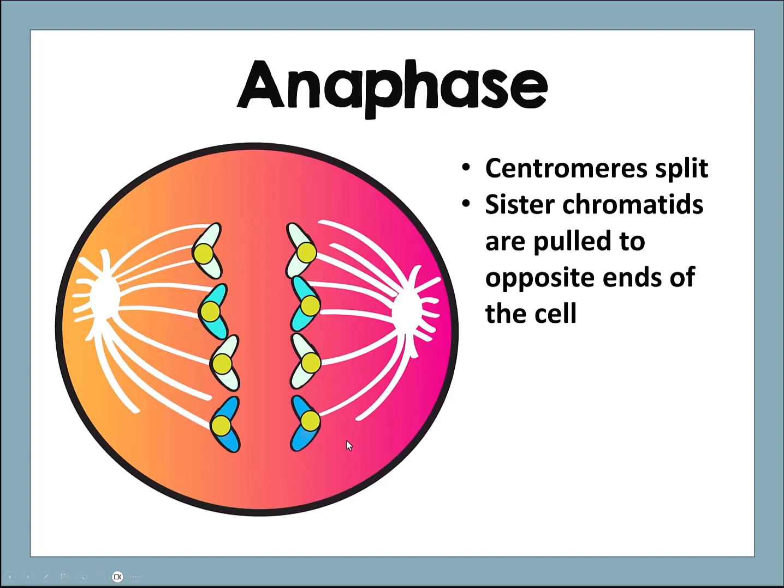In anaphase, the next phase of mitosis, the centromeres of the chromosomes split, and the sister chromatids are pulled to the opposite ends of the cell. So they're being pulled away from each other. These copies of the DNA are being separated so that each new cell will receive a copy.